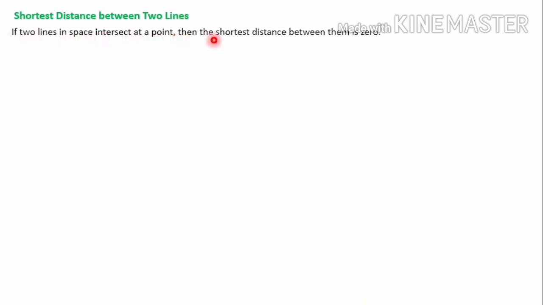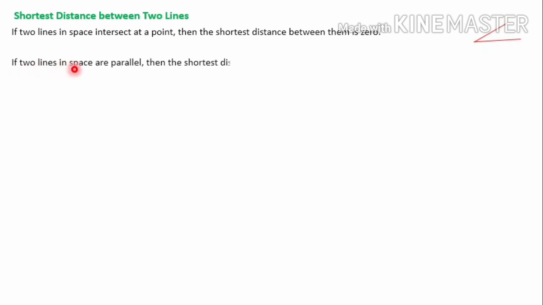Next we shall discuss the shortest distance between two lines. Here, if two lines in space intersect at a point, then the shortest distance between them is 0. Intersecting lines means shortest distance 0. Like this, two lines are intersecting at a point, so the shortest distance between these two lines is 0.